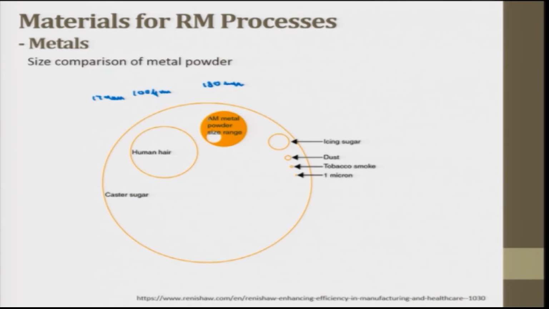This is the range of additive manufacturing powder size that is available in the market. This figure is taken from Renishaw. The range for additive manufacturing powders provided by the Renishaw company varies from 15 to 45 micrometers. In this regard, we can see this is icing sugar size, this is dust size, this is tobacco smoke size, the single particle, and this is 1 micron size. So this is 15 to 45 micrometers of metal powder sizes, provided by this specific company.